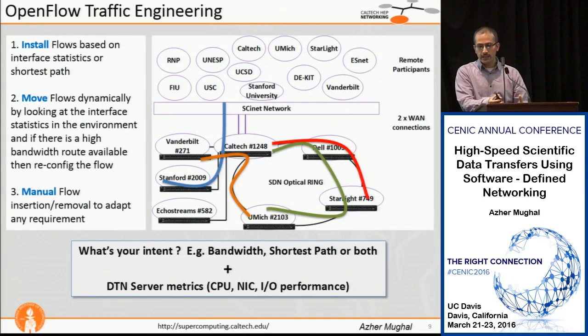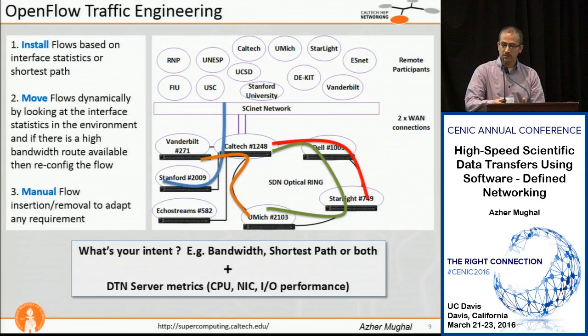Eventually, the idea of developing all these software pieces is how we can install the flows and do this traffic engineering. So we developed this ring and then connected the remote sides. And then we thought about how this intent-based environment can work. The intent for an application could be a bandwidth, it could be a shortest path, and those two can be merged together, and can work along with other metrics coming from the DTN node itself.